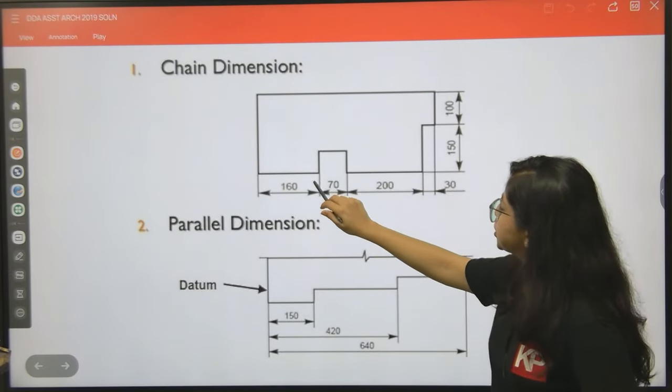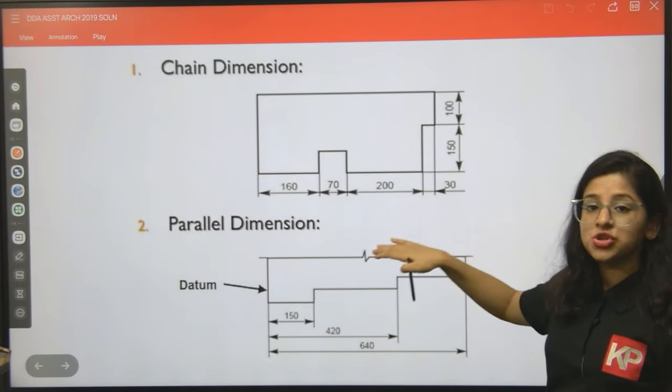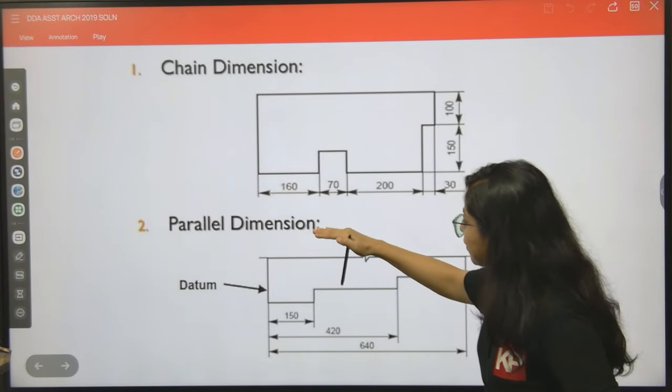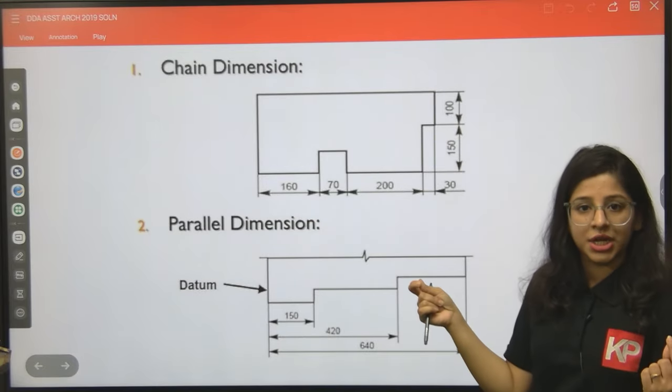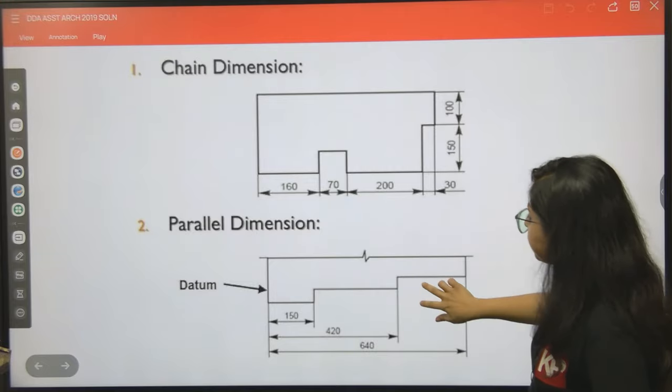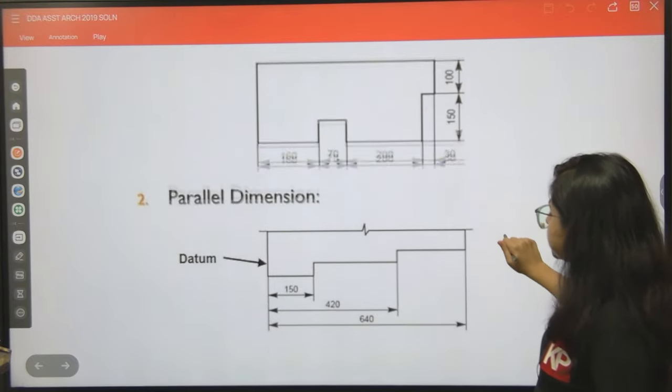You see here, you have one dimension here, then basically it's like in a chain. It's not like 160 is here, then 170 is here, then 200 is there. No, it's all in the same line like a chain. So that is why it is known as chain dimensioning. Second is your parallel dimensioning.